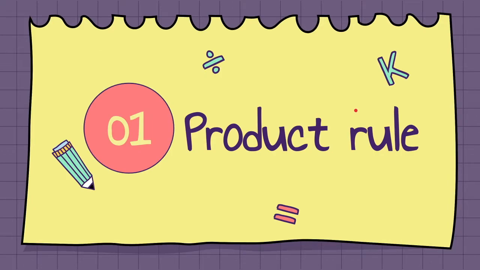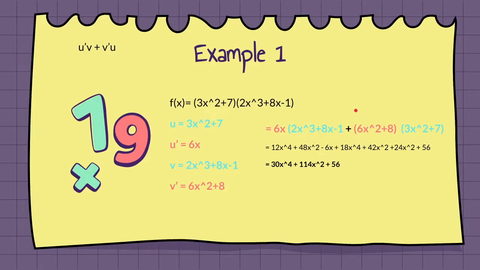So first I will talk about the product rule. As I said, the product rule is used when there is multiplication, and here is the product rule. Here we have this equation which is based on two parts and there is multiplication in between them. So to make it easier for myself, I will be arranging the equation and listing out u, u prime, v and v prime. So u is 3x squared plus 7 and the derivative of that is 6x.